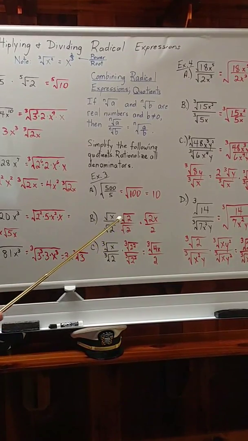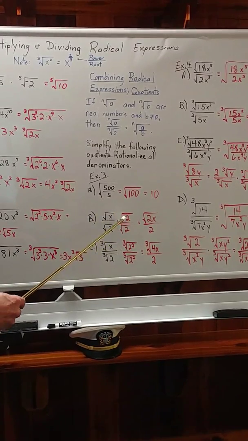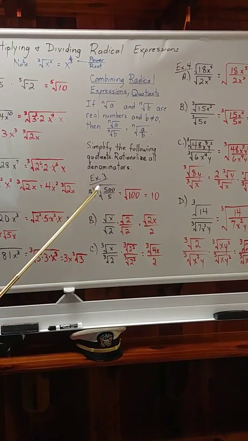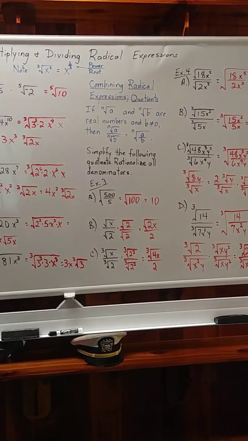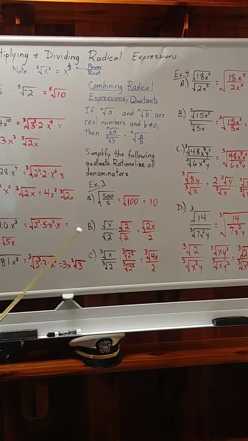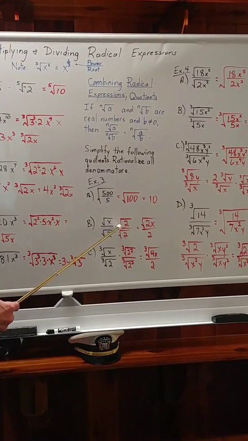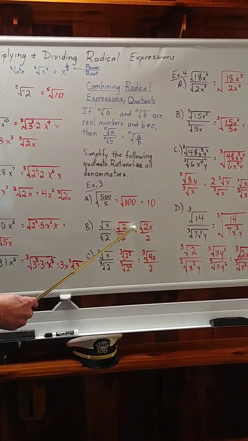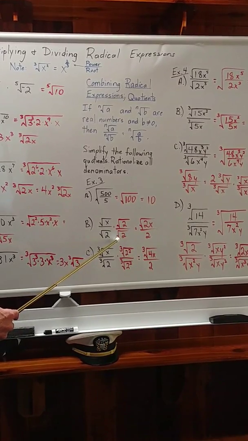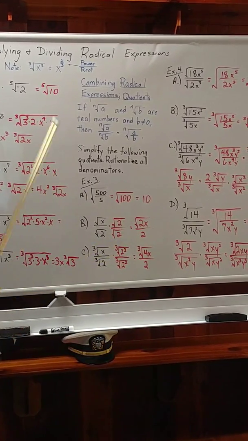Any number over itself creates a 1. So 1 times this expression does not change the value of that expression. I can't multiply an expression by anything else without changing its value. So I multiply this by the square root of 2 over the square root of 2. And the numerator becomes the square root of 2x. The denominator becomes the square root of 4, which is 2.